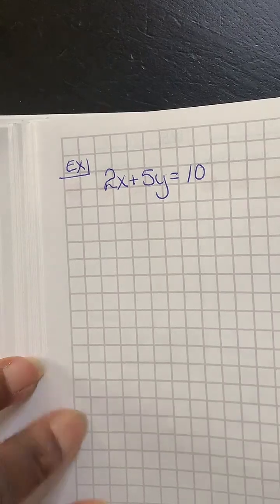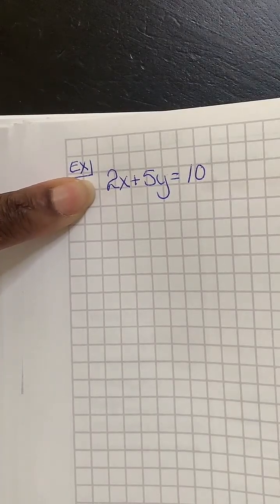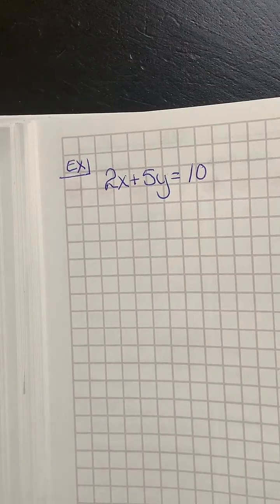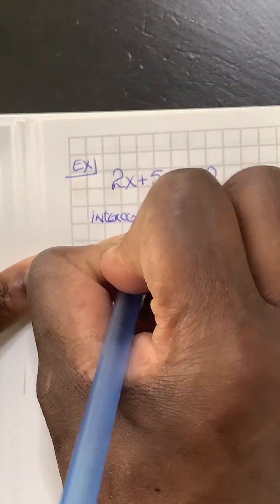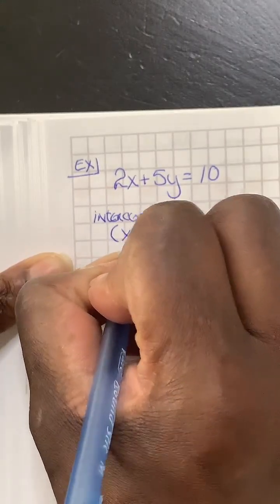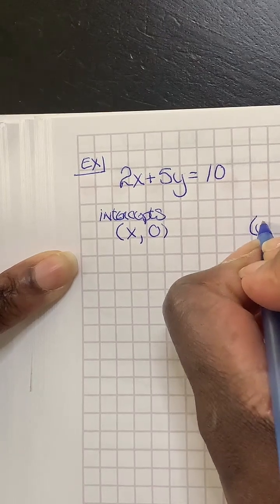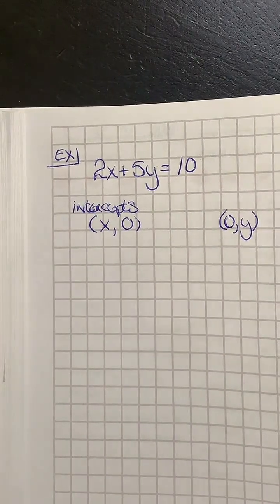Now, there are some teachers that would say, okay, we need for you to solve that and put it in slope-intercept form, that y equals mx plus b. That's fine. You could do that. But you can also use your intercepts. So I'm going to look at our x-intercept, and then we're going to look at our y-intercept, and we're going to plot those points.